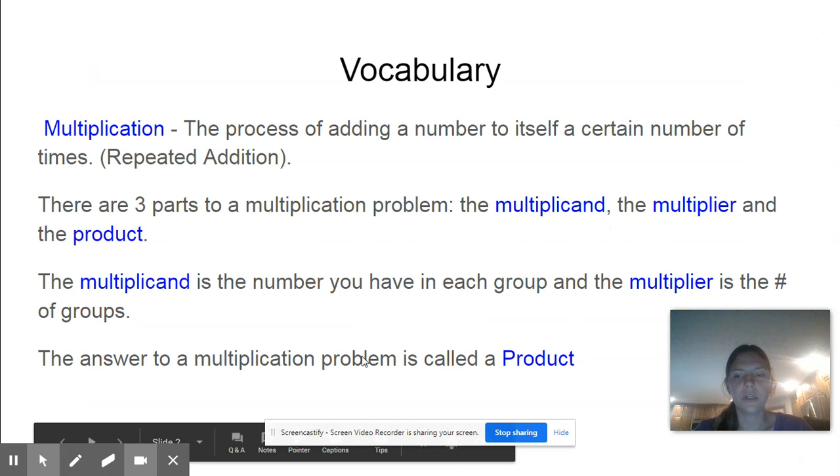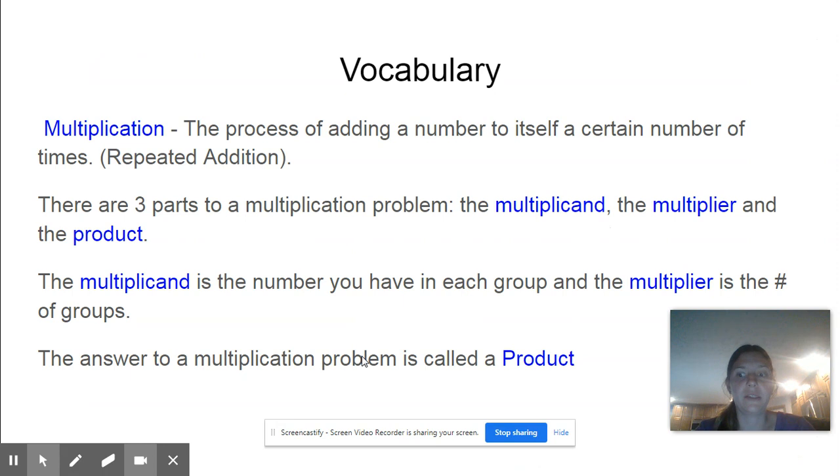So starting out, let's just talk about some vocabulary just so that you remember some of these terms. Multiplication is actually the process of adding a number to itself a certain number of times. In other words, it's considered repeated addition. There are three parts to a multiplication problem: the multiplicand, the multiplier, and the product. The multiplicand is the number you have in each group, and the multiplier is the number of groups. The answer to a multiplication problem is called a product.